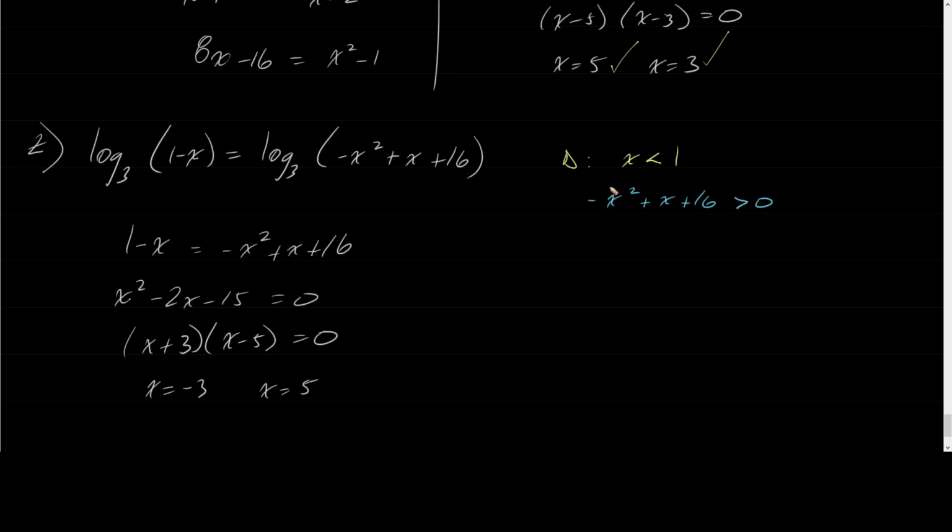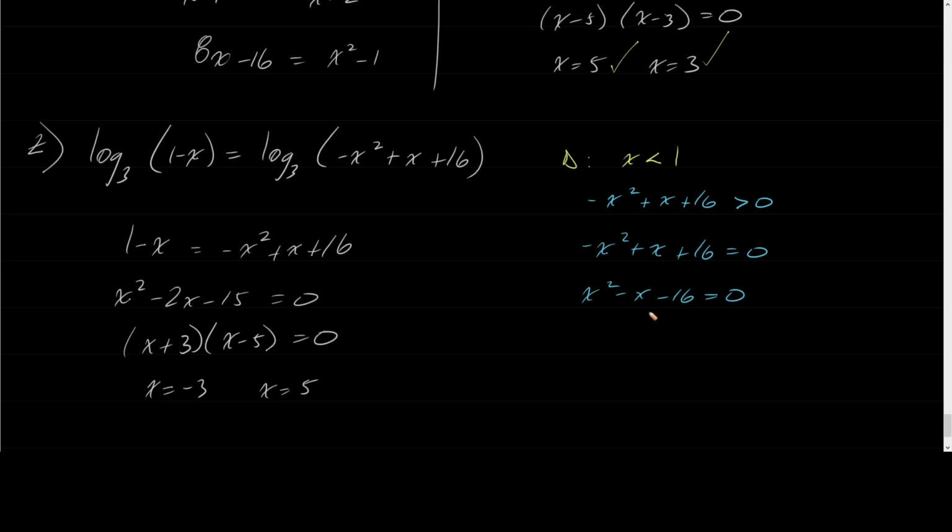Well, if you recall about our quadratic inequalities, we have to treat it as an equal sign and then test around it. So I'm going to write this as negative x squared plus x plus 16 is equal to 0. Divide everything by negative 1. X squared minus x minus 16 has to equal 0. Factor. Well, this is not factorable.